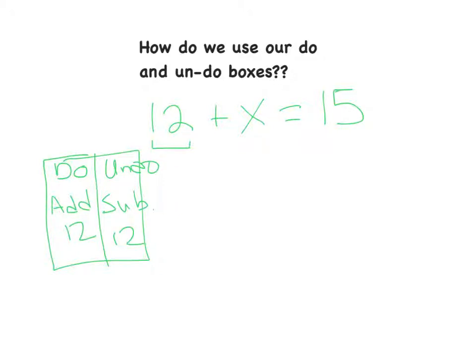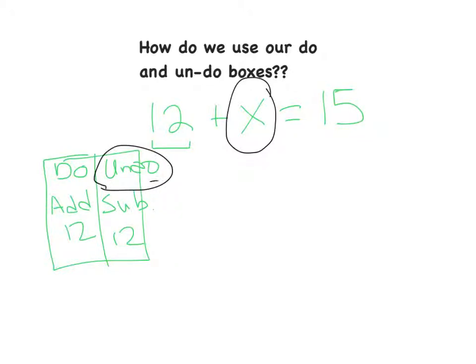The first thing we do when we solve an equation is to circle the variable, and that makes us focus on what we're solving for. We're trying to solve for the value of x by moving all the other terms to the other side of the equal sign, and we do that using the do and undo box. So in order to get x all by itself, we're going to do the operation in our undo side of the box.